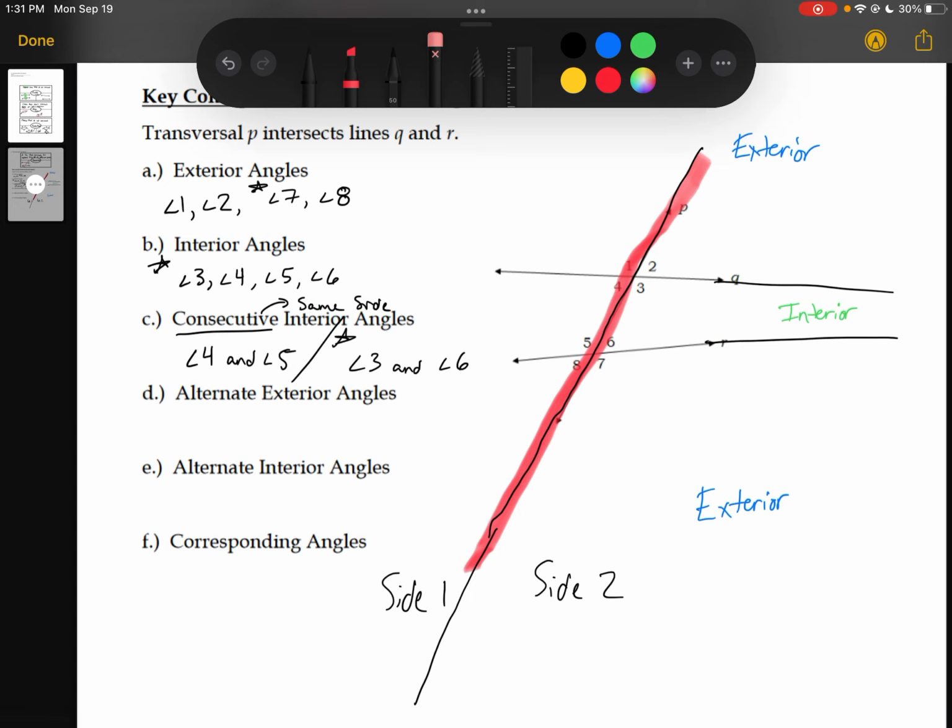So let's actually skip ahead to our alternate questions here. So go on to part D. So alternate is just the exact opposite of consecutive. It means that we are on opposite sides.